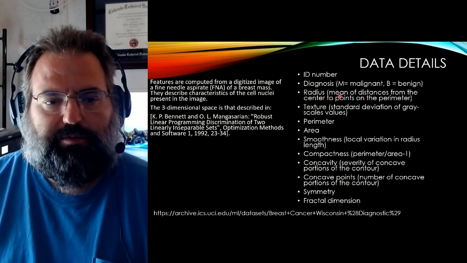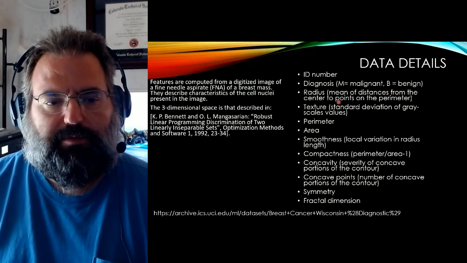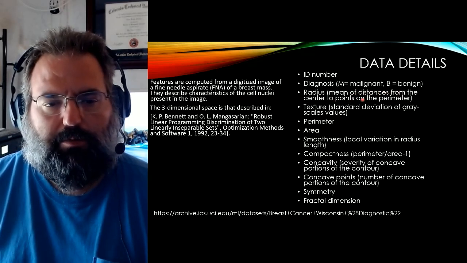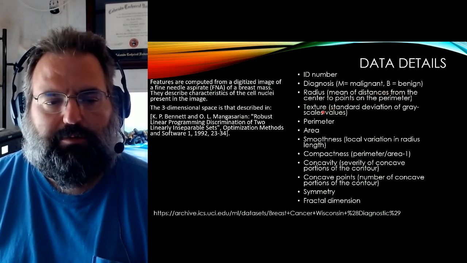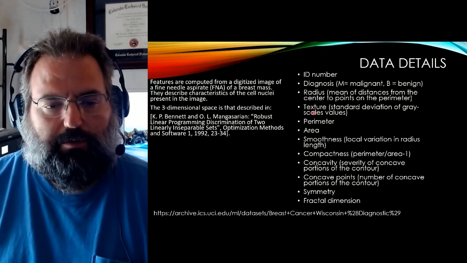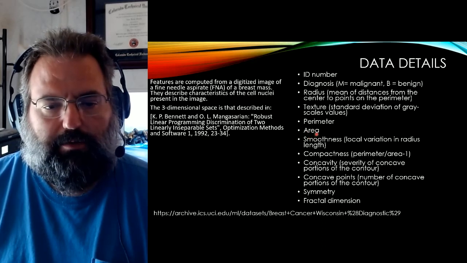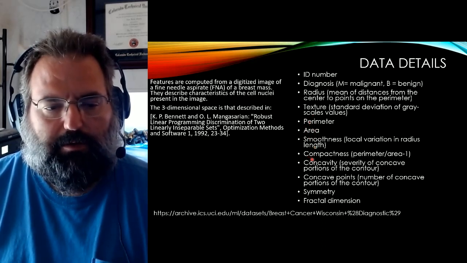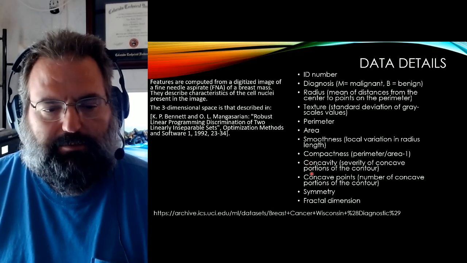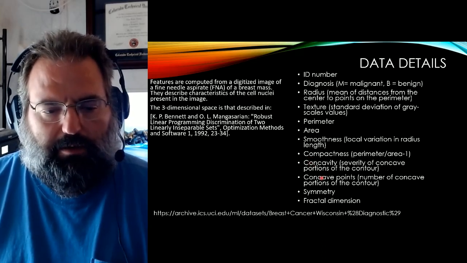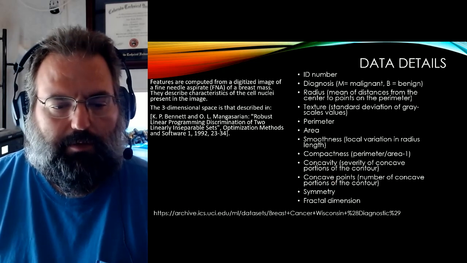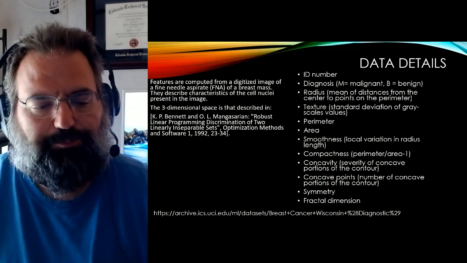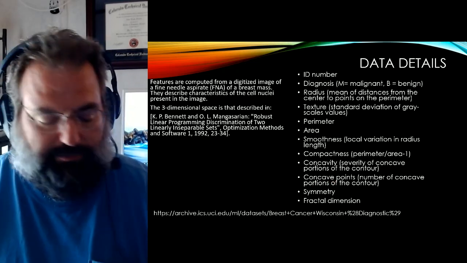Radius means the mean of distances from the center of the point to points on the perimeter. So it's what you would think it to be, but it's kind of an average radius. Texture, standard deviation of grayscale values, perimeter, area, smoothness, compactness, concavity, and so on. So lots of different measures that you would use during your classification.